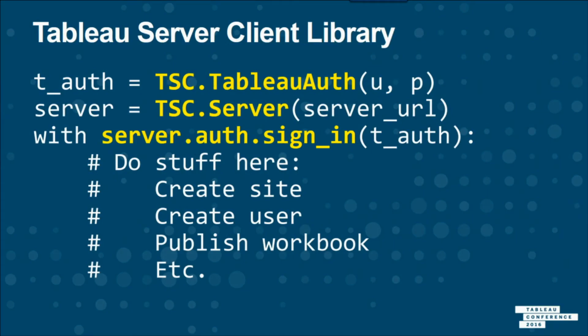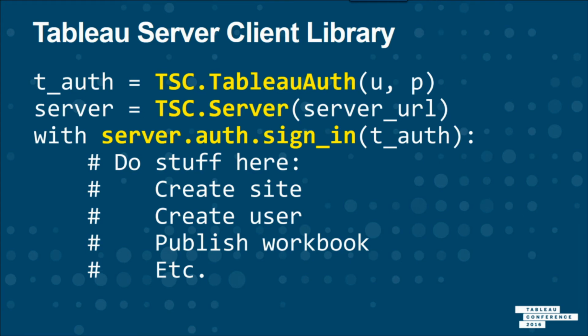I'm not going to give you a bunch of code, but I wanted to focus for you very rapidly on what it actually looks like to do something in the Server Client Library. Basically, you have a username and a password, and you create yourself an authentication object. You have a server URL, and you create yourself a server object. And then you sign in, and then you, as it says here, do stuff. So you do stuff like create a site, or create a user, or something like that. And we're talking about 3 or 4 lines of code. So it's very compact to do these sorts of things.